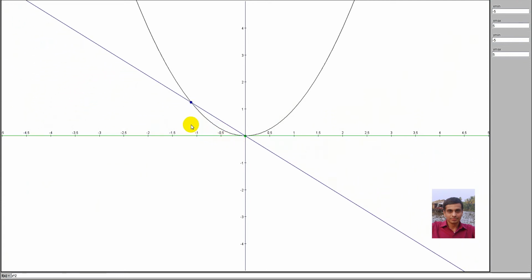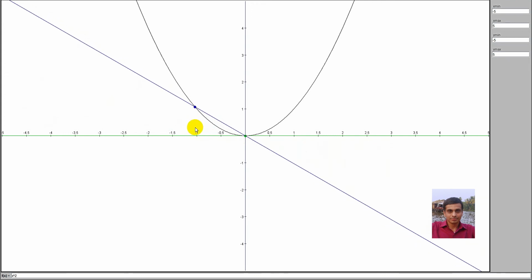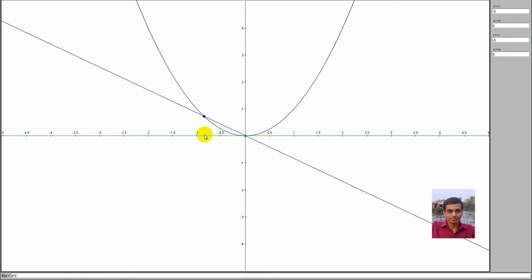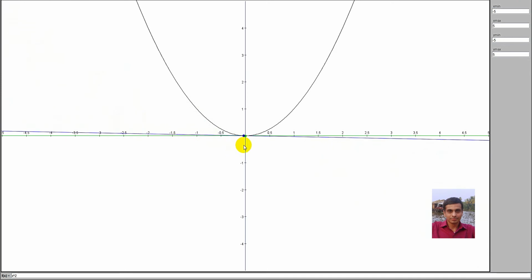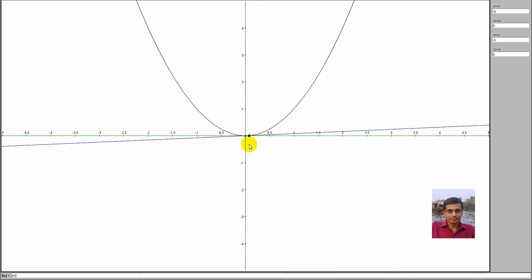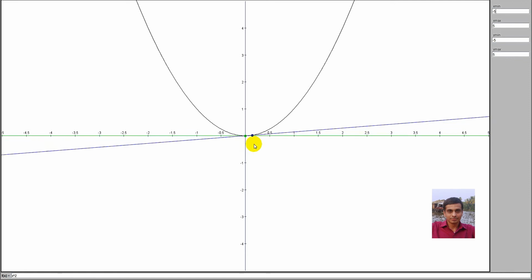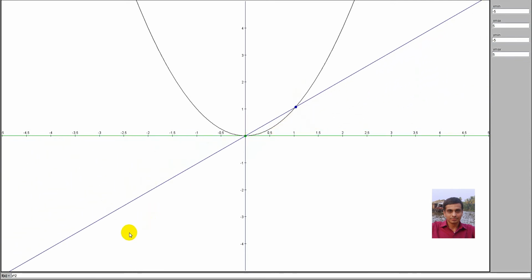Similarly, this time through the left hand side of the origin, I am trying to achieve the limiting position of the secant line, and I have no trouble in achieving it. As you can observe, these two lines coincide in the limiting position. So I'll explain one more idea here.